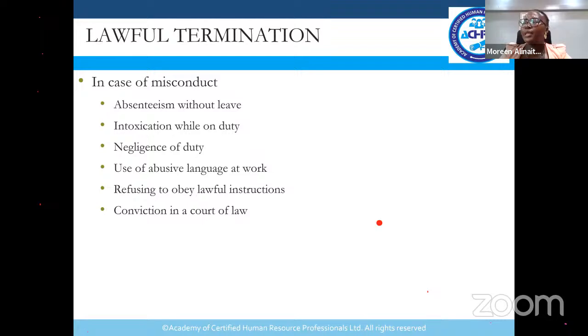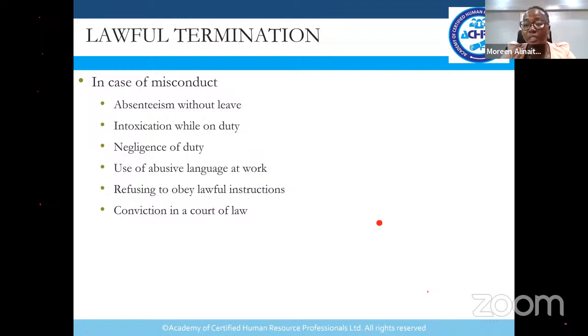Actually, some CBAs specifically provide that if you're absent from work for a week without leave, without any information, without telling anybody, you have already dismissed yourself. So what the employer is supposed to do is write a letter specifying you were absent from work between this day and this day. For that reason, it is over.